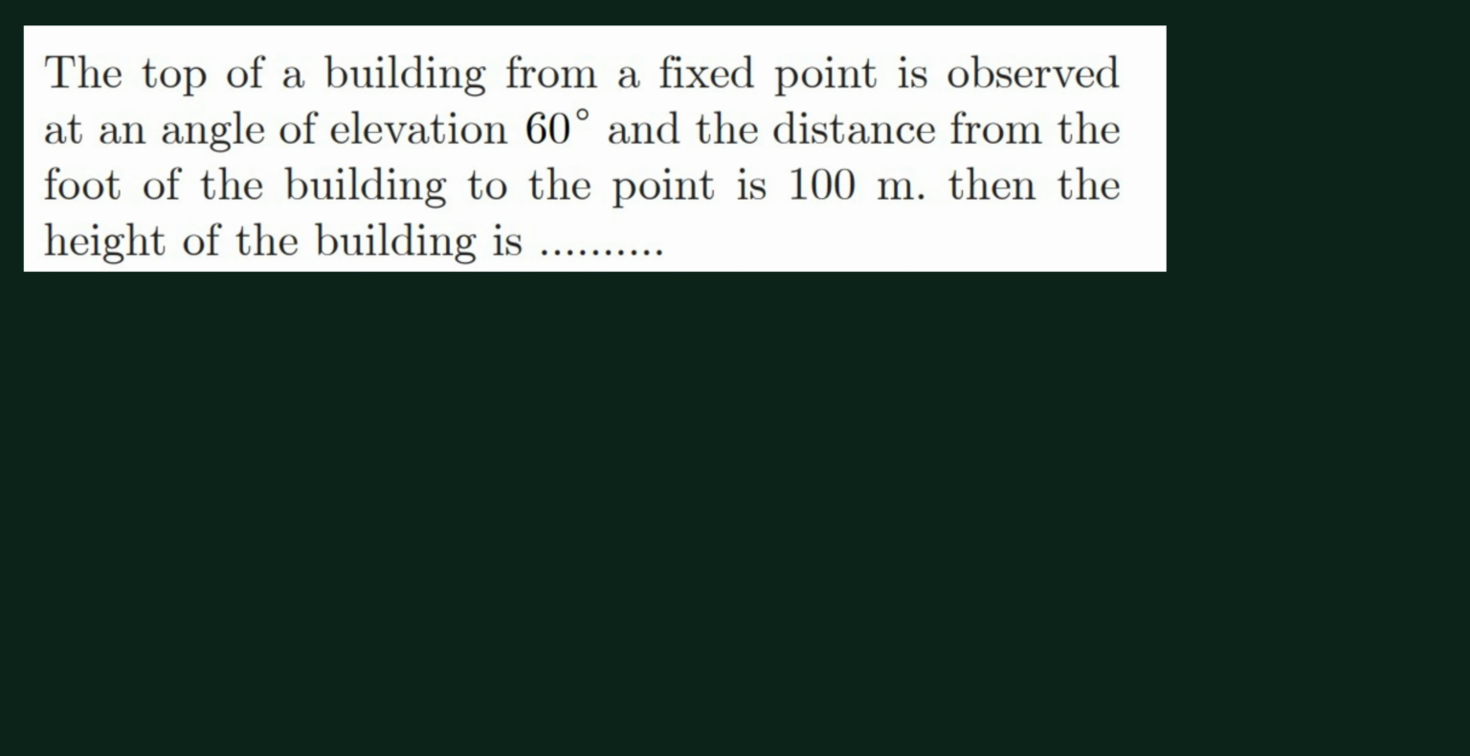The top of a building from a fixed point is observed at an angle of elevation of 60 degrees, and the distance from the foot of the building to the point is 100 meter. Then the height of the building is. It's a very simple question. The angle of elevation is 60 degrees. Let us say this is A, and this BC is the height of the building, let us say H. The distance from the foot of the building to point A is how much? 100 meter. Then you need to find the height of the building.